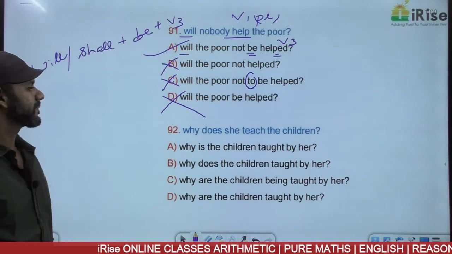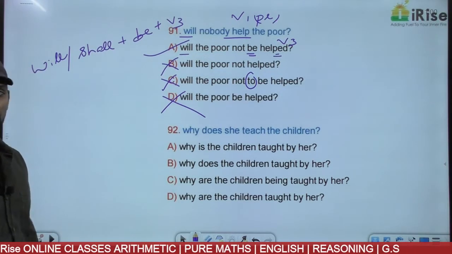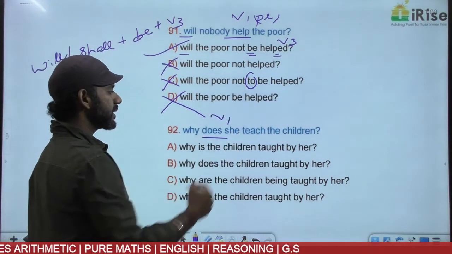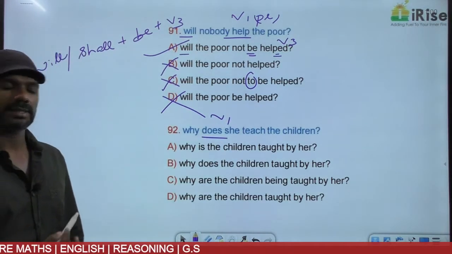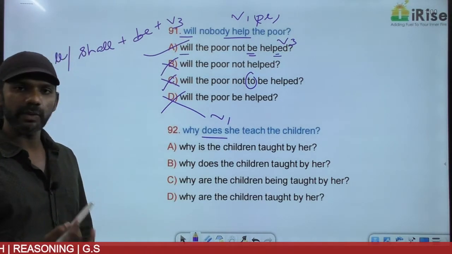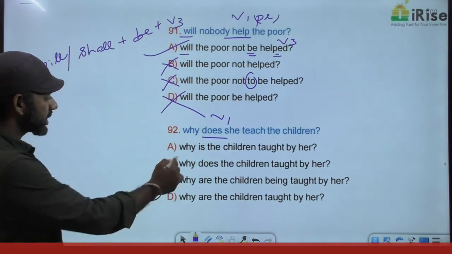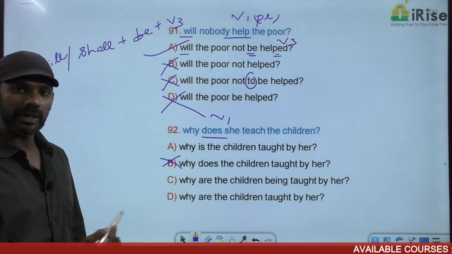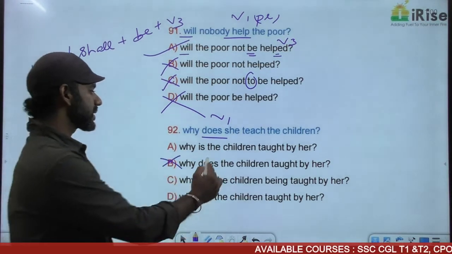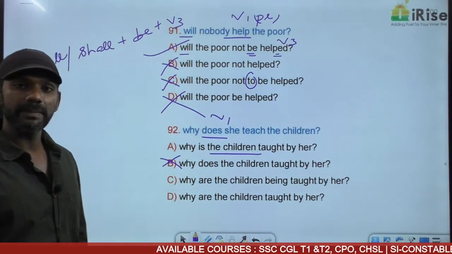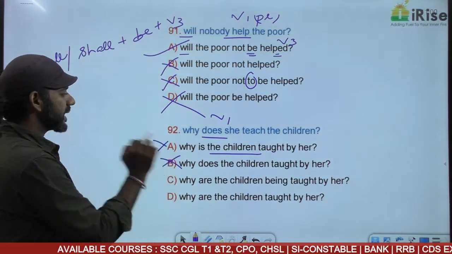That's the meaning. Why does she teach the children? Does is V1, simple present tense, active voice. Passive voice must be is, are, am plus V3. Based on that, B is eliminated. Is, are, am is not there. The object here is the children, plural. The verb must also be plural. Based on that, A is eliminated.